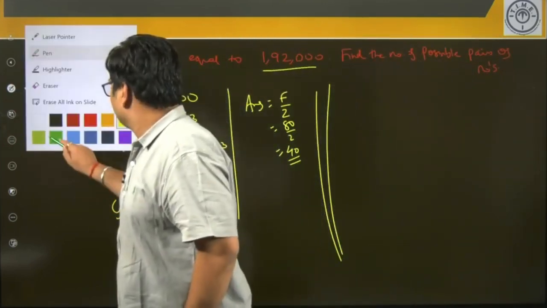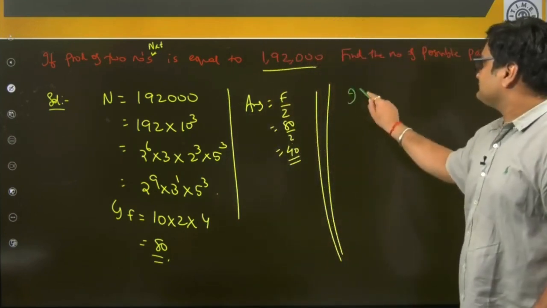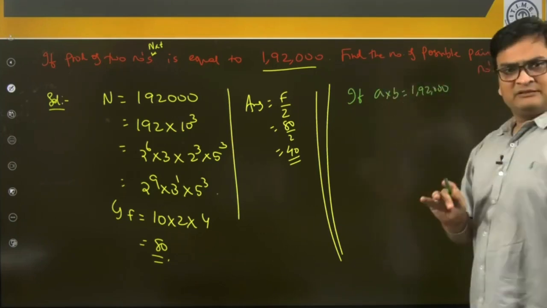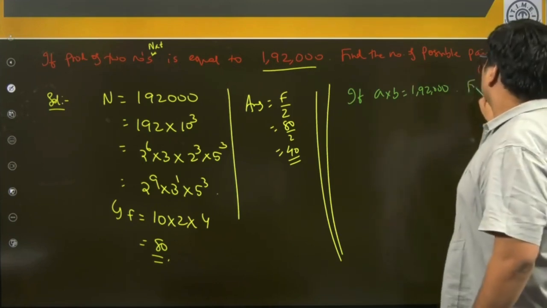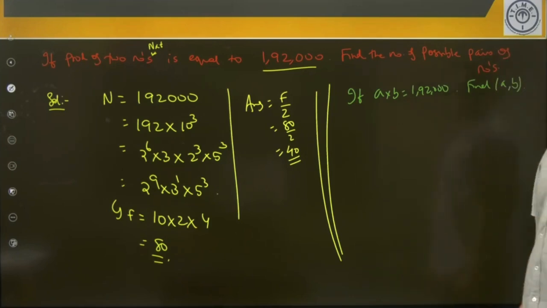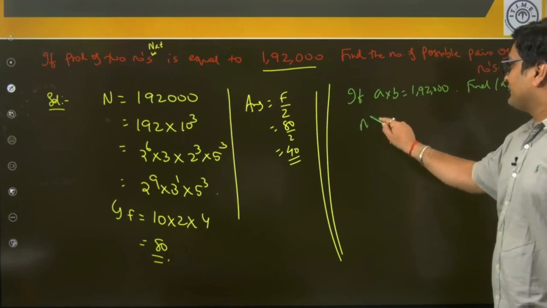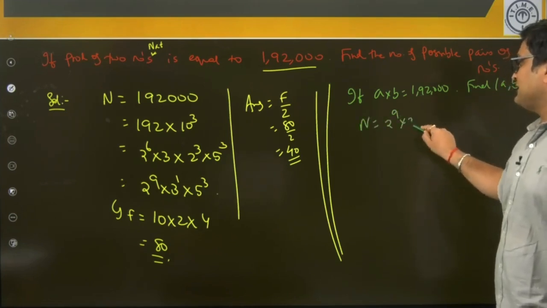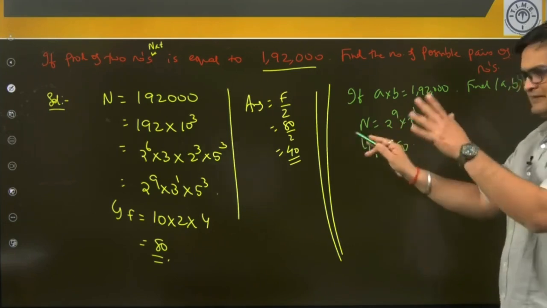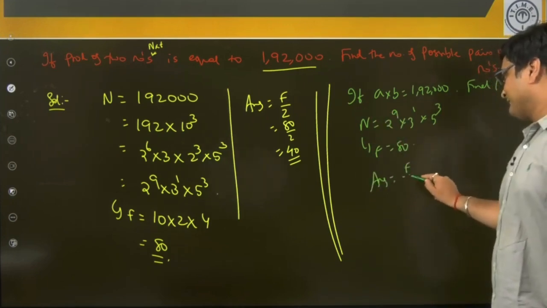However, please note the following. Had the question been, if A into B is 1,92,000, same number, find the number of possible pairs A comma B. So how would the answer vary? Here also 1,92,000 is still the same, 2 power 9, 3 power 1 into 5 cube. The number of factors is still the same, 80, everything is the same. And hence can I say my answer will be f by 2 only.